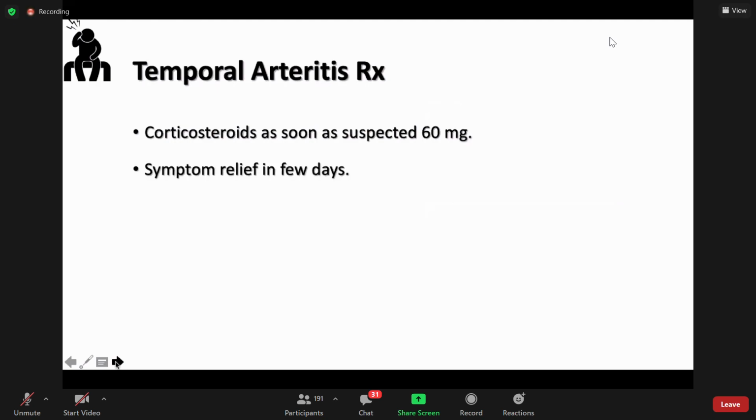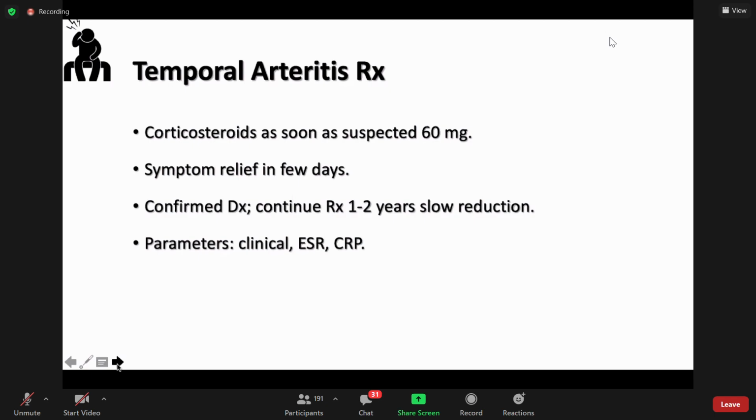Treatment is with corticosteroids, but once it is started, it has to be continued. It has to be in a good dose, 60 milligrams daily, and the relief may not come immediately, but in a few days. And it has to be continued after confirmation with a biopsy for about 2 years. And then it is withdrawn slowly. And we follow the clinical condition of the patient by the elimination of the headache.